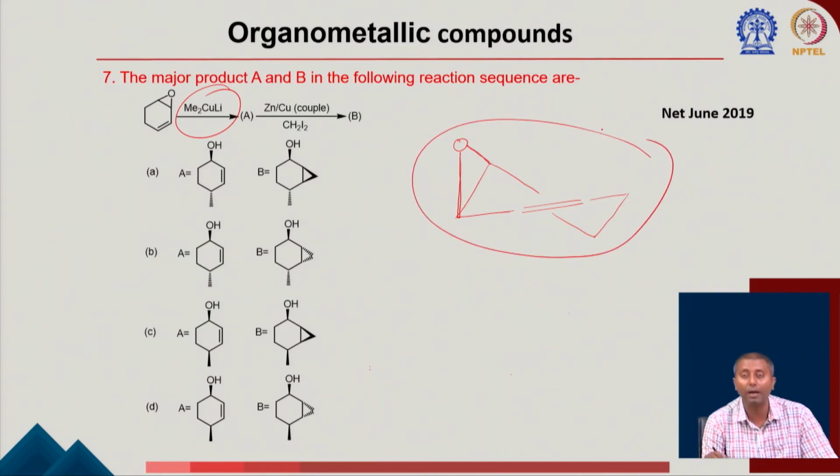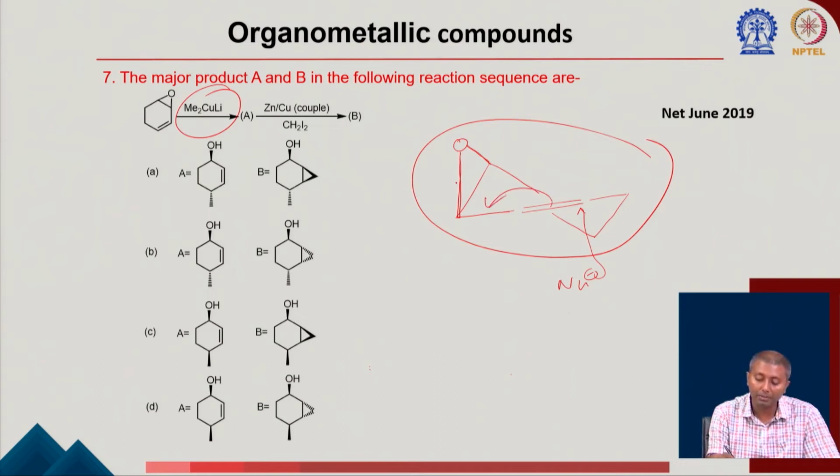Okay, so if you draw the half chair conformation of this particular compound, now if you look into that, you are treating with this cuprate, correct, Me2CuLi. So if you see, the epoxide is up, so the nucleophile is going to approach from the bottom face here. So now if you have a methyl minus in the Me2CuLi, the cuprate can approach here and that can open the epoxide.